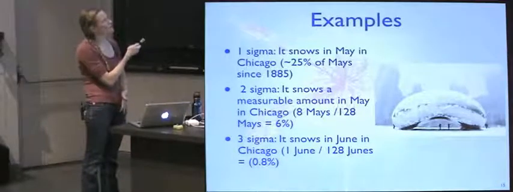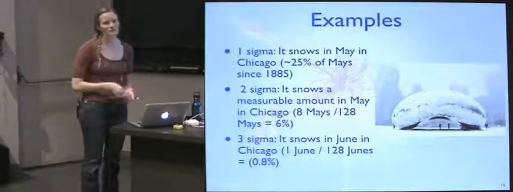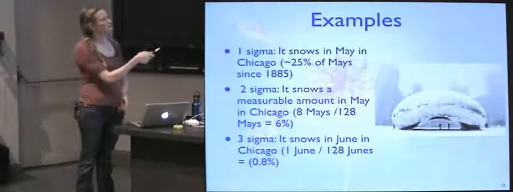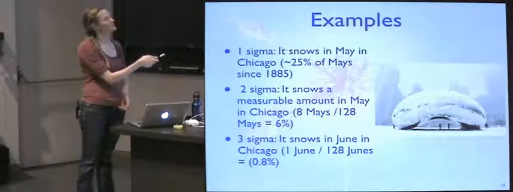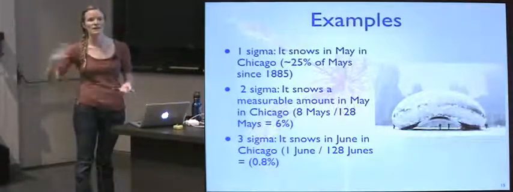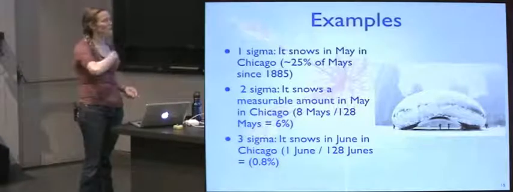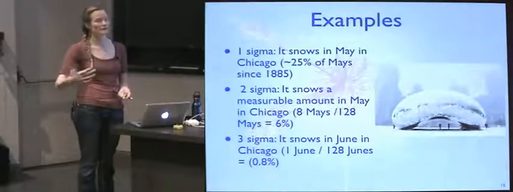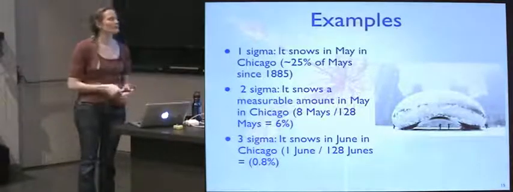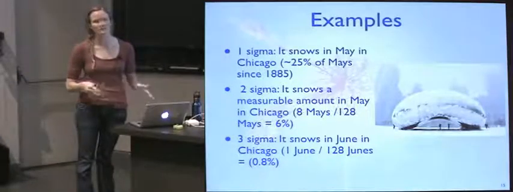So 2 sigma would be the number of times it has measurable snow in May. Not just flurries, but like half an inch or something like that. There have been 8 Mays since 1885 where it has snowed. So that's a 2 sigma event. That's how rare a background would have to fluctuate to produce a 2 sigma event. In that sense, that's rare, but it's not that rare. I think the last time this happened was in '89 or something like that. So it's not that rare.